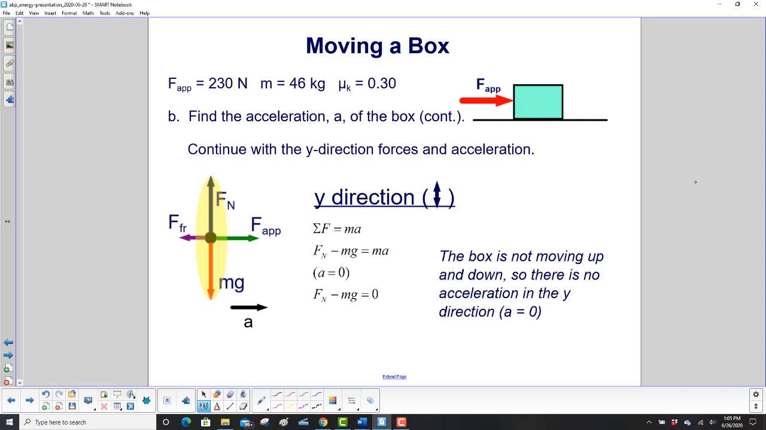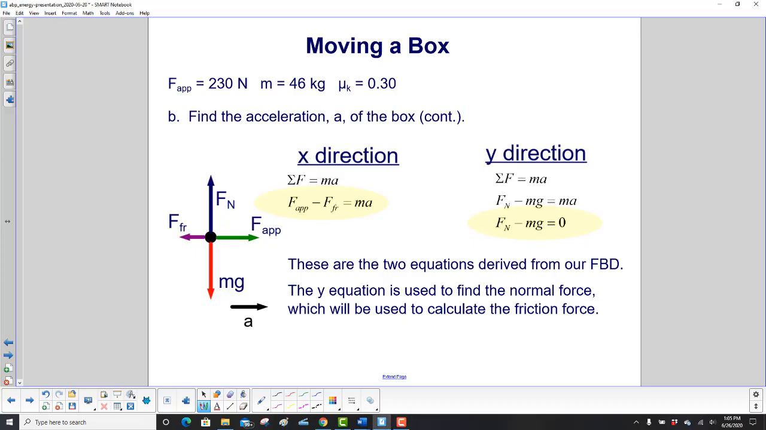Now let's look at the forces in the y direction. We have the sum of the forces is ma, Newton's second law. We have the normal up, so it's positive, mg down, so it's negative. And the acceleration is going to be 0 because the box is not bouncing up and down. So we have normal minus mg is equal to 0.